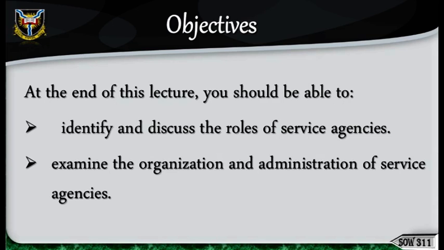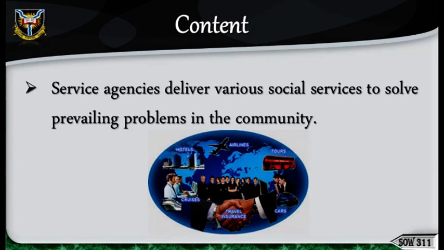Objective. At the end of this study session, you should be able to identify and discuss the roles of service agencies, and examine the organization and administration of service agencies. Service agencies deliver various social services to solve prevailing problems in the community. These agencies are predominantly in the field of health, education, social welfare, and development. The agencies are either owned by government, non-governmental organizations, or philanthropies. Our focus in this study session is on government service agencies.